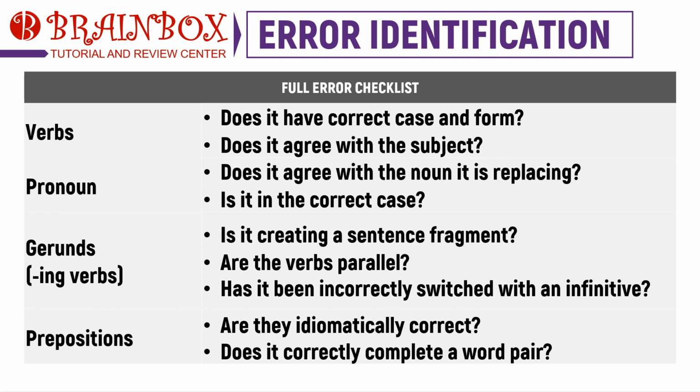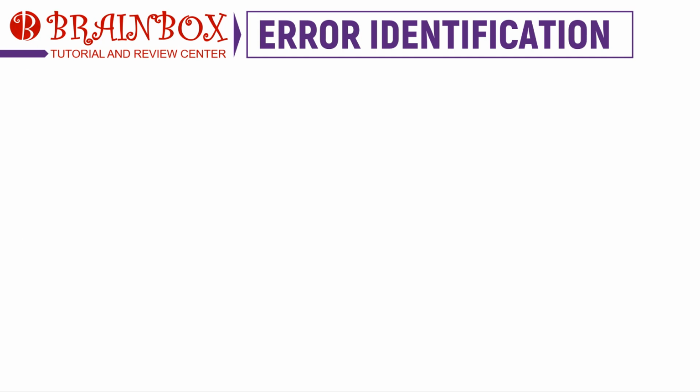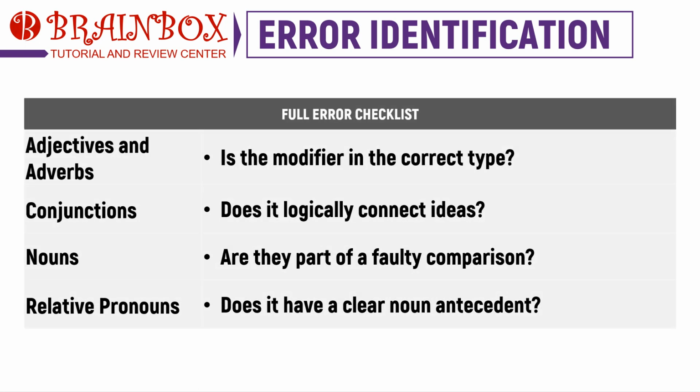For prepositions, you need to check if the words are idiomatically correct and does it correctly complete a word pair. In the case of adjectives and adverbs, determine if the modifier used is the correct type. Next in the list is to look for the conjunctions, if it logically connects ideas and phrases. For nouns, identify if they are in part of a faulty comparison. And lastly, relative pronouns. Ask yourself if they have a clear noun antecedent.